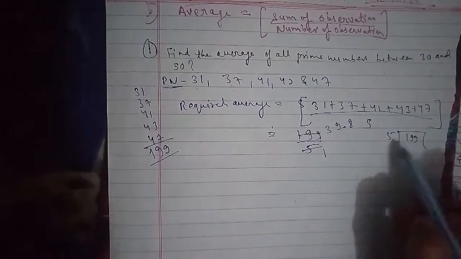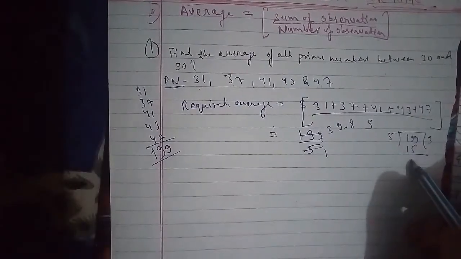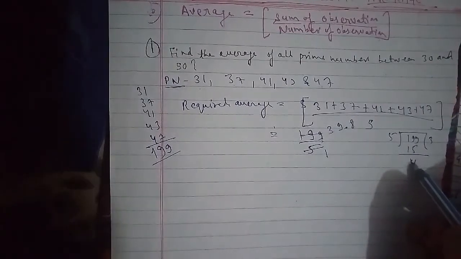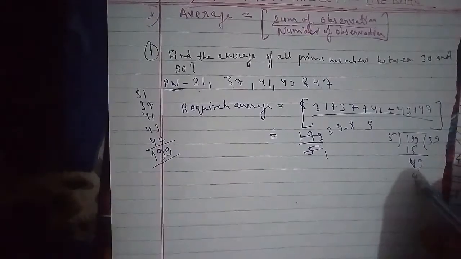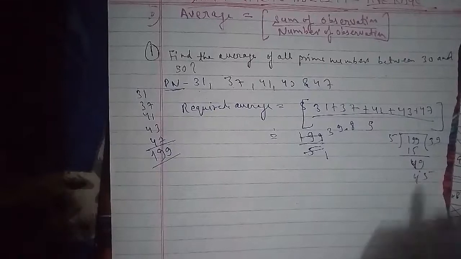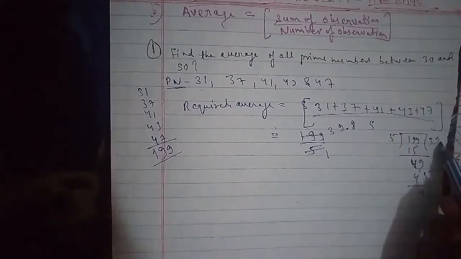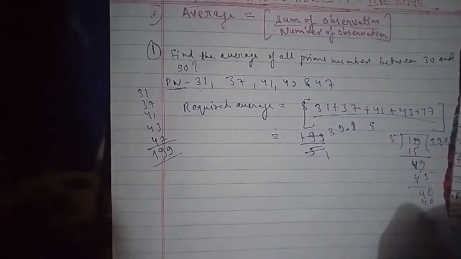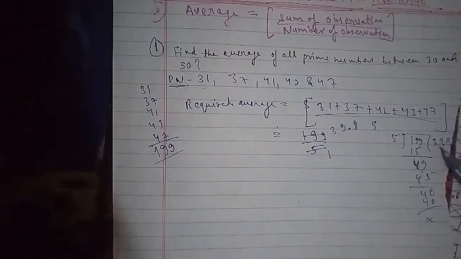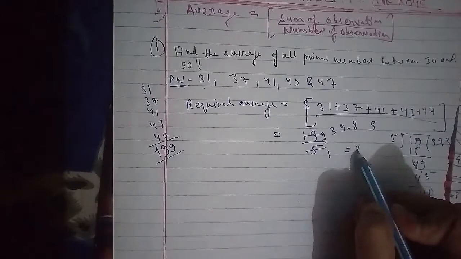Now we'll go ahead with another important question, that is of course the second question of averages that we have to solve. So the second question of the session we have: find the average of first 40 natural numbers.